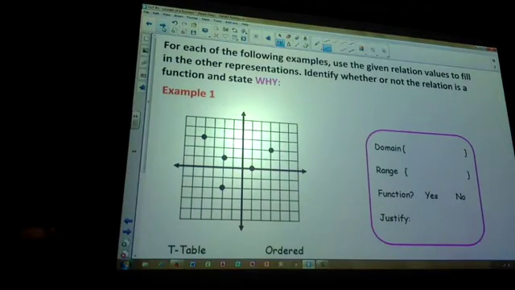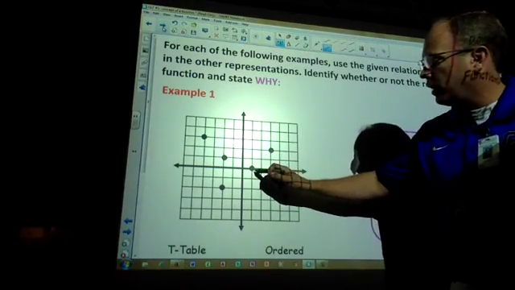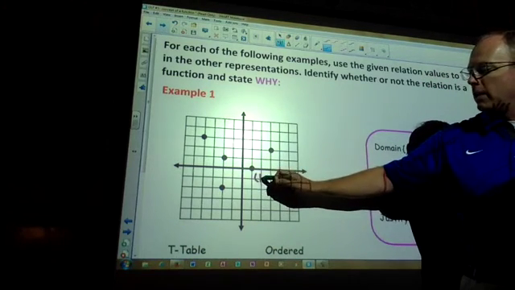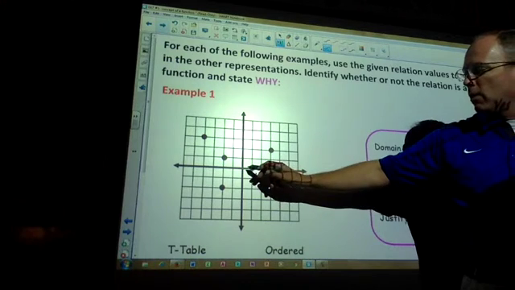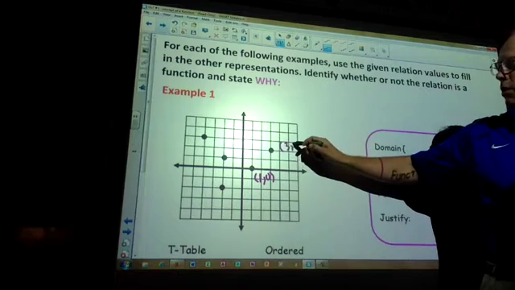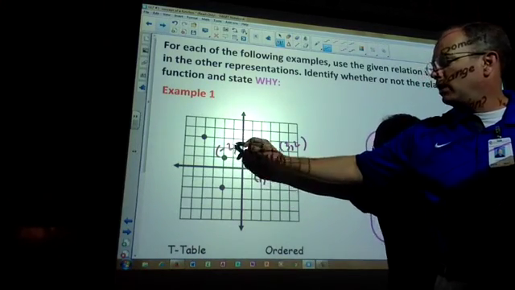For each of the following examples, use the given relation values to fill in the other representations, identify whether or not the relation is a function and state why. So we have some points here. What point does this appear to be? 1, 0. And then what is this one? 3, 2. What is this one? 2, 1. Negative 2, 1.